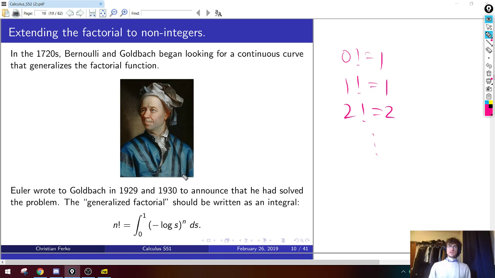I think they were talking to Euler, and it was Euler, who I've put a picture of here, who solved the problem for them first in the 1720s, and then he had a small update in the 1730s. He actually wrote down the solution to this problem, which is the gamma function.